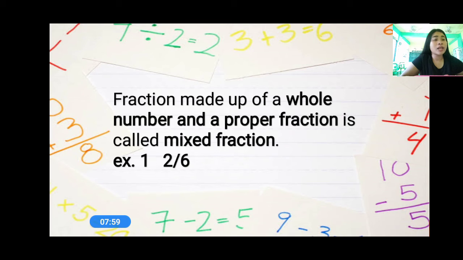So those are the types of fraction: the proper fraction, improper fraction, and the mixed number or mixed fraction. Proper fraction is when the numerator is smaller than the denominator, and improper fraction is when the numerator is bigger than the denominator, and the mixed fraction or mixed number is made up of a whole number and a proper fraction. Do you understand?